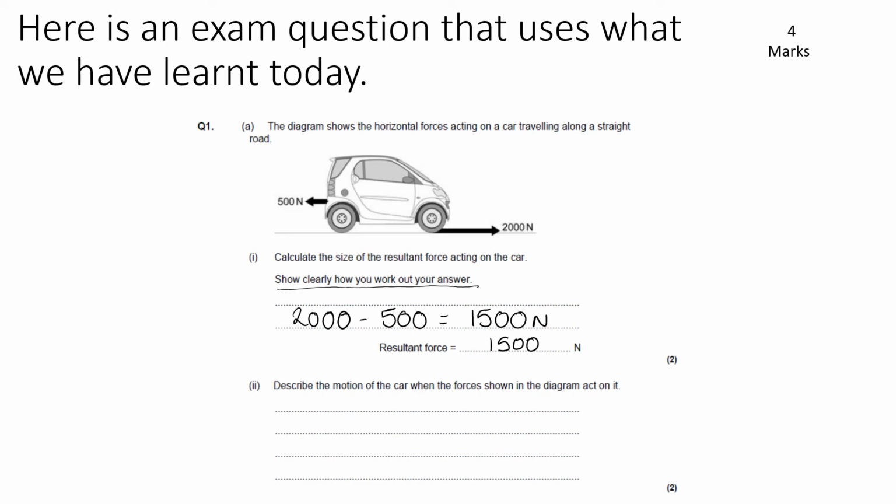Now, describe the motion of the car when the forces shown in the diagram act upon it. There is a resultant force. As we said before in the previous slide, if there is a resultant force and it is not 0, something is going to change about that object. It might accelerate, it might decelerate, it might change direction. In this case, the resultant force is forwards, therefore it's going to accelerate.